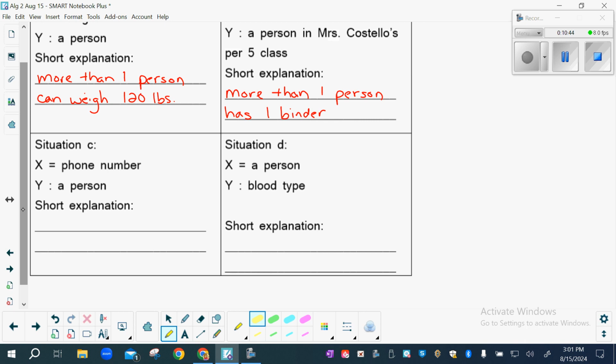Okay, situation C, phone number. So you have a specific phone number. Will it go to a specific person, or could it go to more than one person? No, it wouldn't, because everyone has their own number. We don't have repeated numbers. Well, if you lose your phone or disconnect it, then you don't have that number anymore.